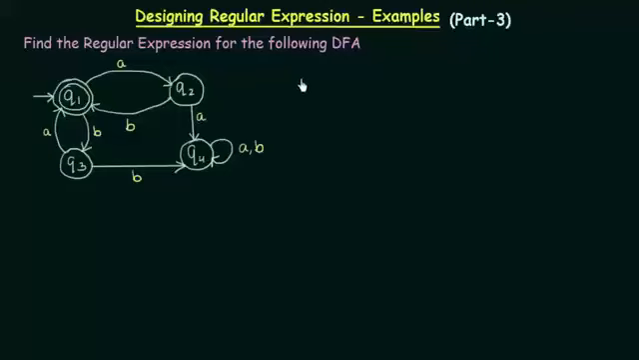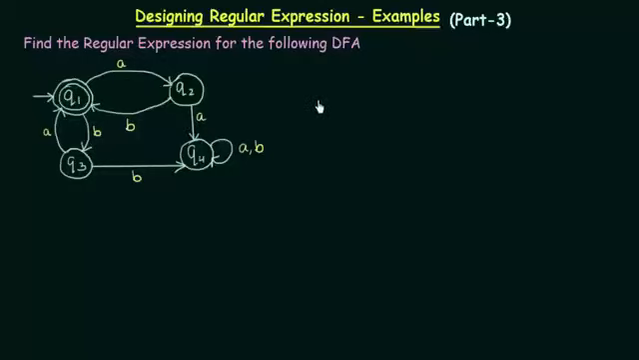In this lecture, we will be seeing another example of finding the regular expression for the given DFA. So here we have another DFA given, and we have to find the regular expression for this DFA. Here we see that we have states Q1, Q2, Q3 and Q4, where Q1 is the initial as well as the final state, and then we have inputs A and B.